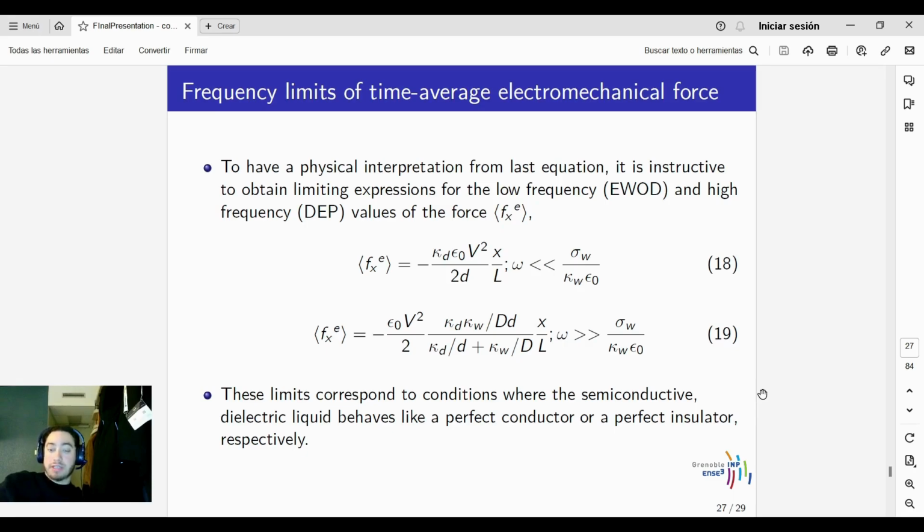And the second case would be the case where the liquid drop will behave like a perfect insulator, where W tends to infinity, for example. It means that the impedance will tend to be very, very big, so it will be very resistive to the AC voltage.